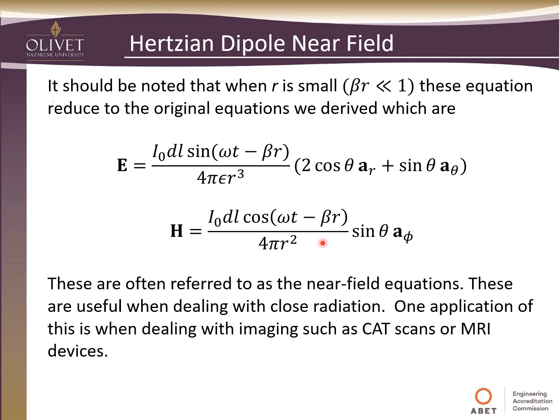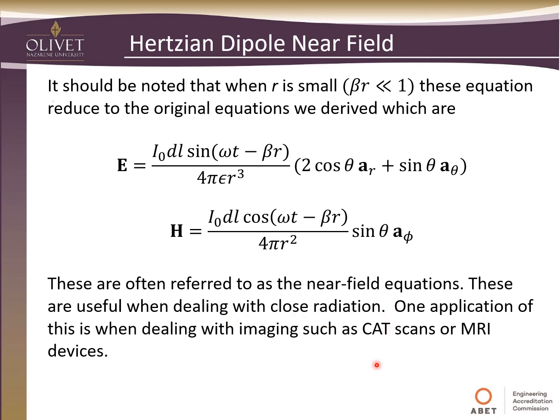And so these special cases for when R is small, we refer to as the near field equations. So if you are working with electromagnetic fields and someone starts talking about the near field, this is what they're talking about: these approximations of the electric and magnetic field equations that are considered close to whatever we're radiating, an antenna or transmission line or whatever. And so these are very useful in dealing with close radiation.